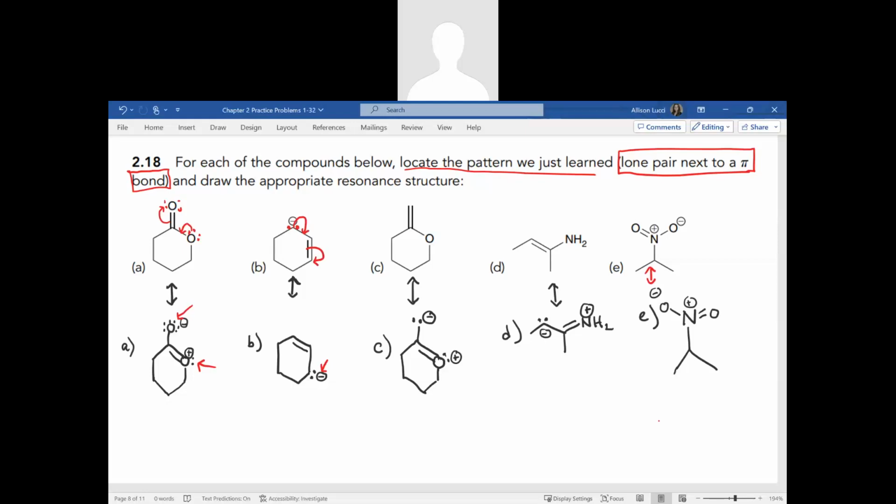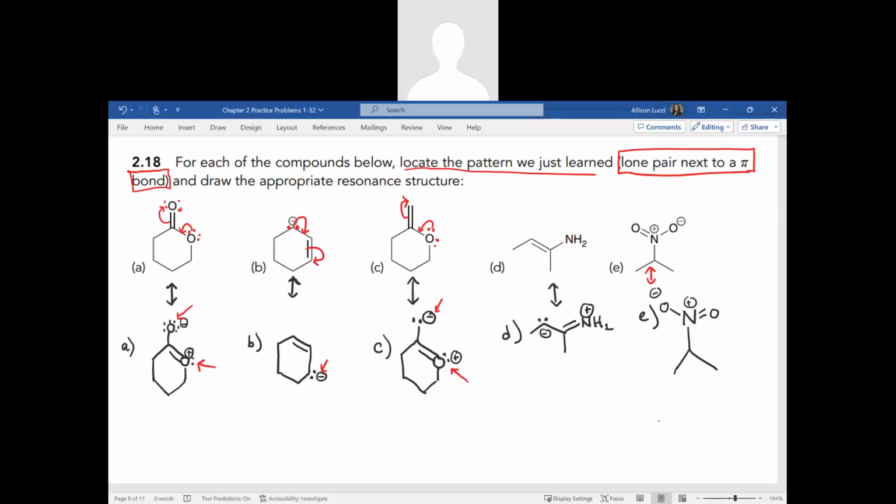So in molecule C, we have a lone pair here on the oxygen, which is next to our pi bond. So again, we will see this pattern. So movement here forms the double bond we see below, and then we'll have the double bond here, that pi bond. Those electrons will move up to be on that carbon. So we'll see a negative formal charge with a lone pair on the carbon, and then we'll see a +1 formal charge on the oxygen now.